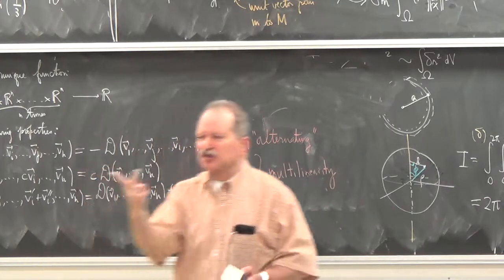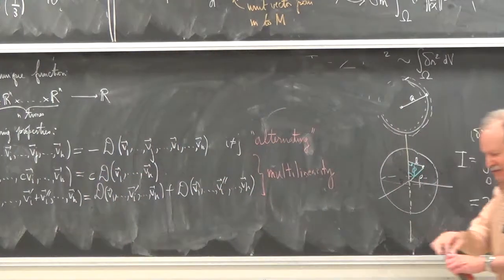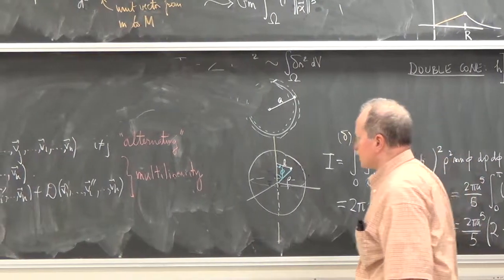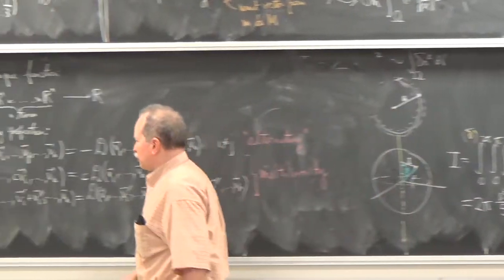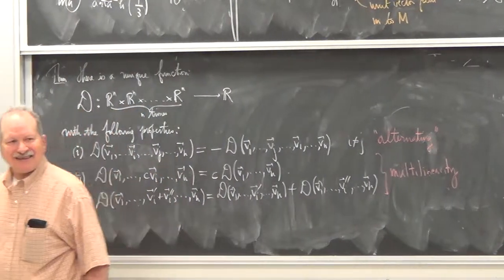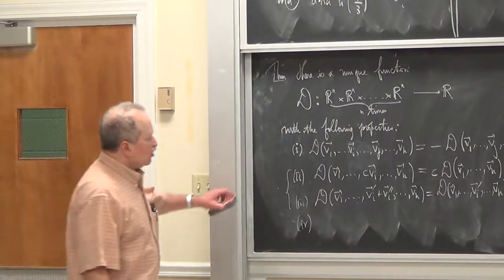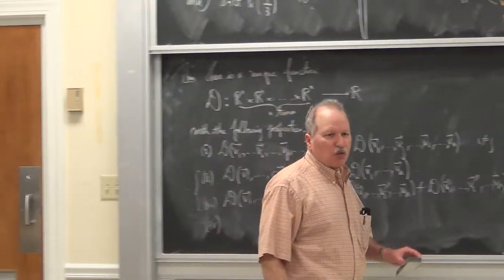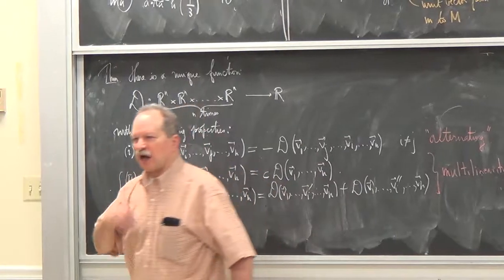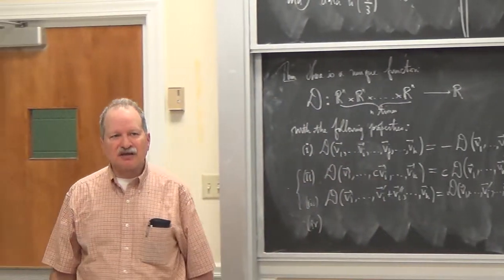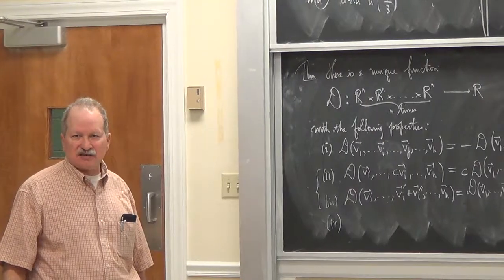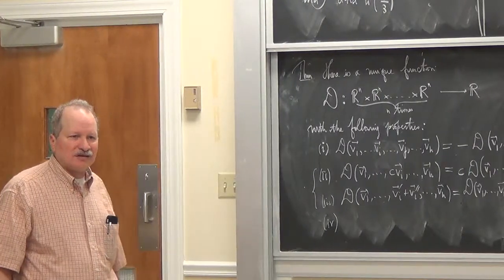Because when you switch, you get a minus sign. Mathematicians call that an alternating tensor. And then you need one more property. So far, there's nothing to say that I couldn't just take whatever function you had in mind and multiply it by pi and have another function. Or by 17,422.